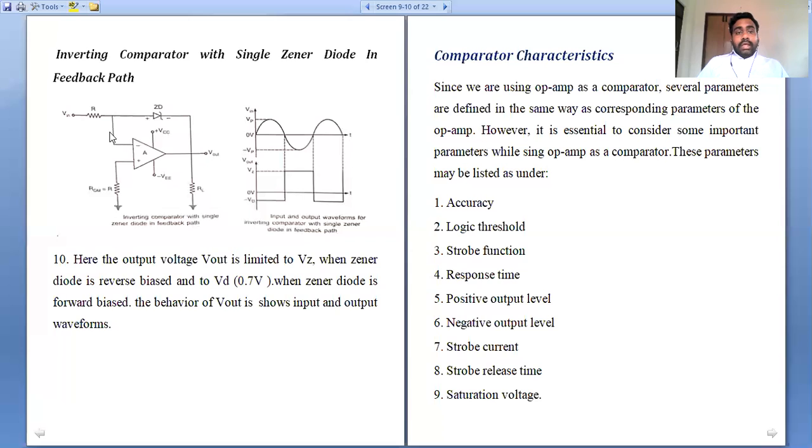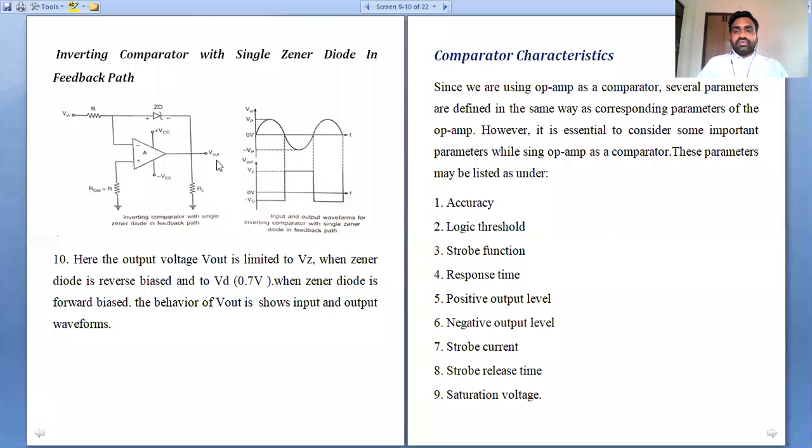What will happen? The input voltage will flow through the resistance and it will flow through the Zener diode to V output. This is the voltage path. So at the first condition, the Zener diode is reverse biased.